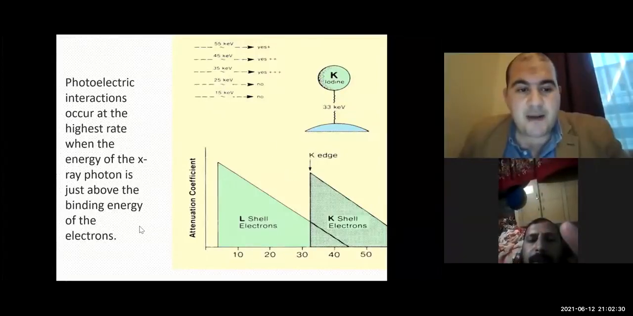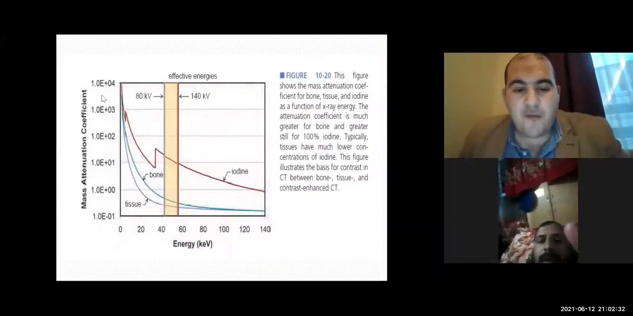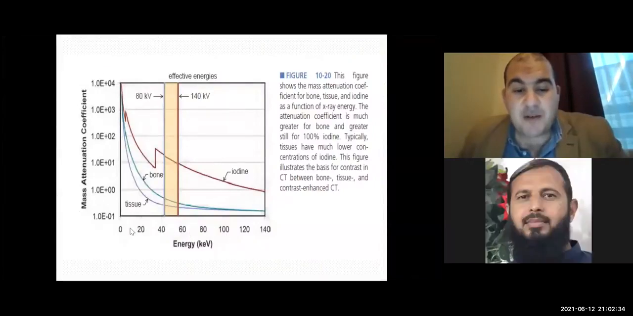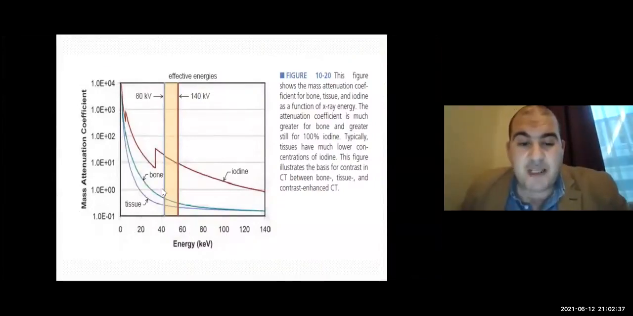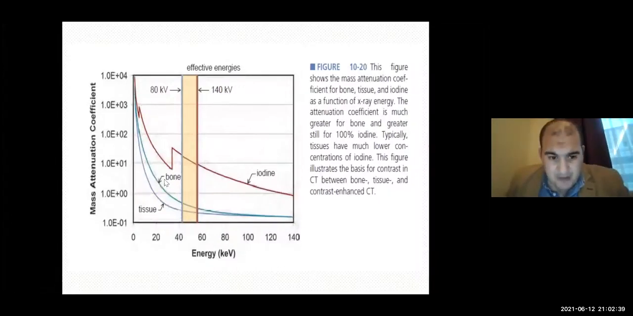Okay, here there is a relation between mass attenuation coefficient and energy. As you see here, at low energy, the mass attenuation coefficient for bone is higher than tissue because the photoelectric interaction is higher for bone and higher for iodine. Also, for 80 kV, the mass attenuation coefficient at low energy is higher than the mass attenuation coefficient for 140 kV.